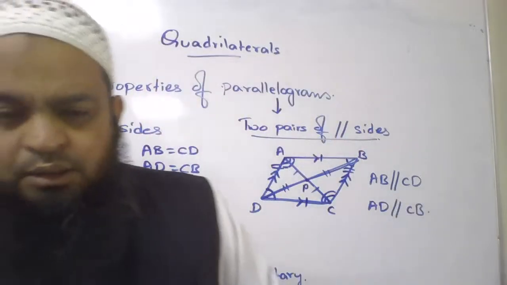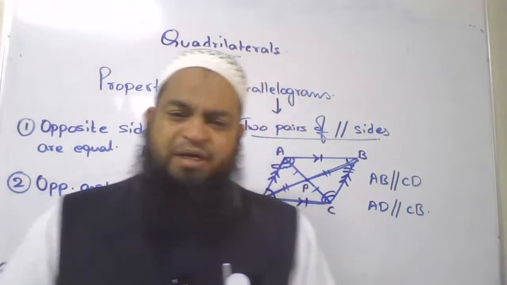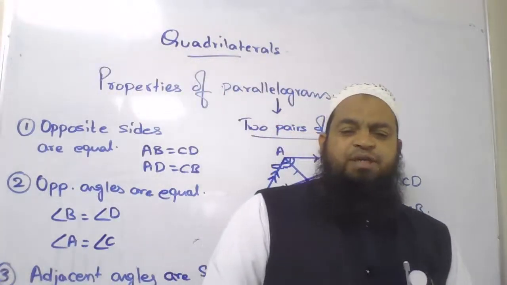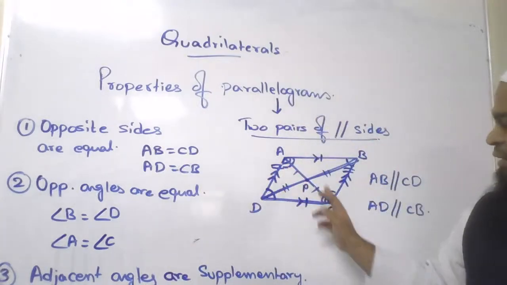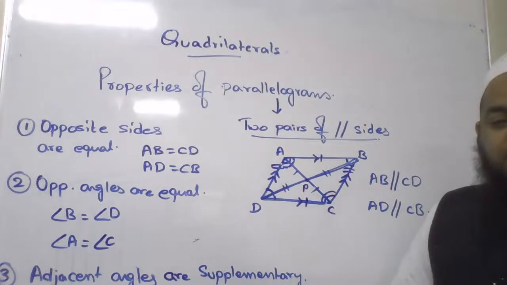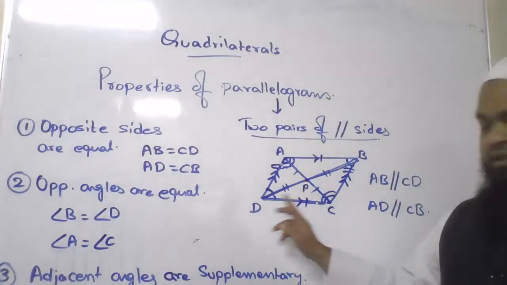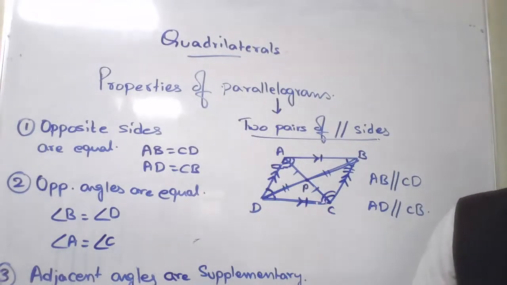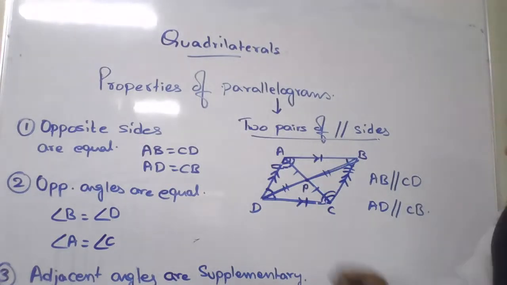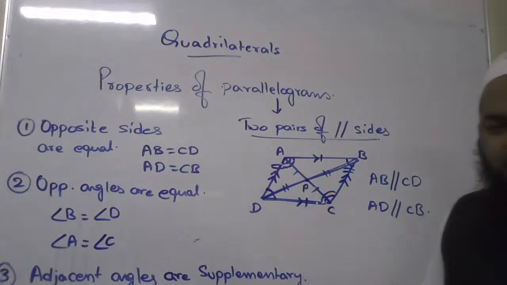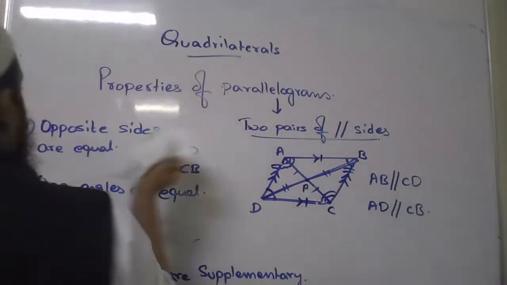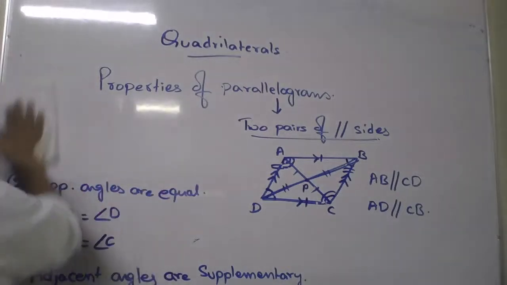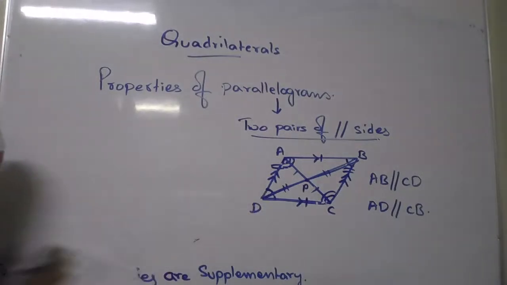Good. Shall I continue? So, properties of parallelograms. We have seen that opposite sides are equal, opposite angles are equal, and adjacent angles are supplementary. These are adjacent angles, these are supplementary. And what else we have seen? Diagonals bisect each other. Yes, Savi, Assalamu alaikum.